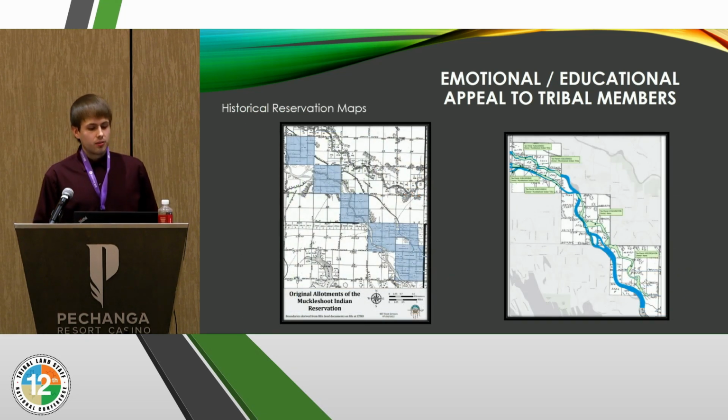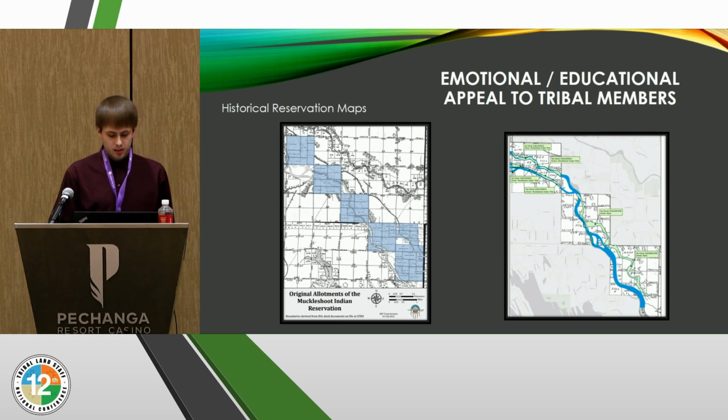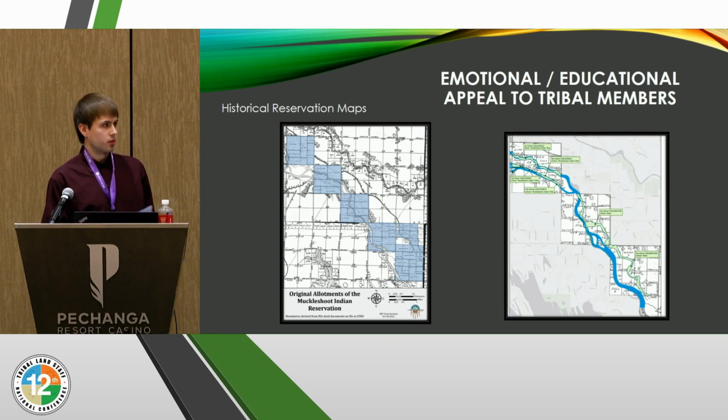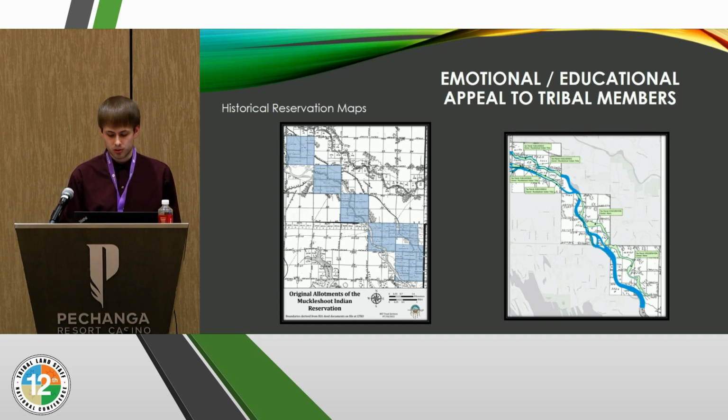We keep a variety of historical reservation maps on hand. These maps usually have the GIS data layered over top of an original survey, like you see on the left here. We actually use this in our annual report for trust services, and then we give it out to different tribal members for educational purposes.